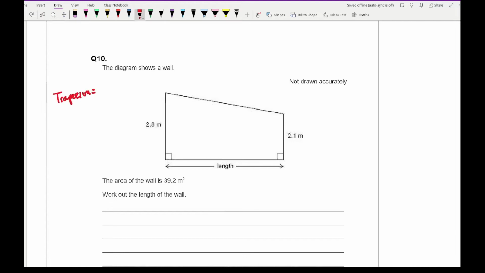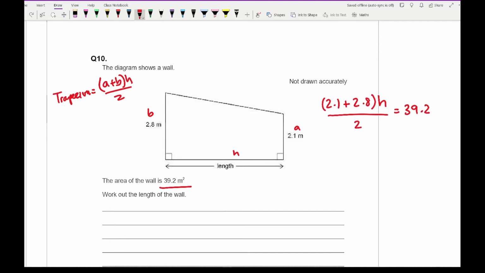And the area of a trapezium is (a plus b) times h divided by 2, or half h(a plus b). So this is my b, this is my a, and this is my h. In the question it says that the area is equal to 39.2. So substituting numbers in, I get (2.1 plus 2.8) times h divided by 2, and that equals 39.2. Then all I need to do is simplify and solve.